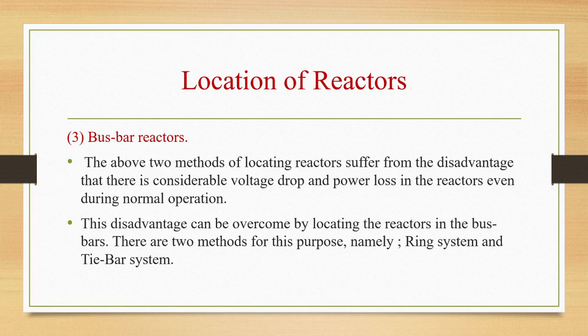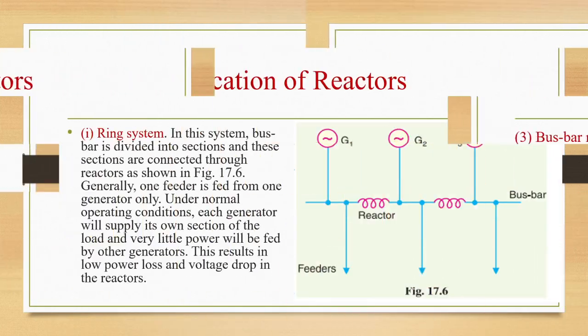So the above two methods of locating reactors suffer from the disadvantage that there is considerable voltage drop and power loss in the reactors even during normal operation. This disadvantage can be overcome by locating the reactors in the bus bars. There are two methods for this purpose, namely ring system and tie bar system.